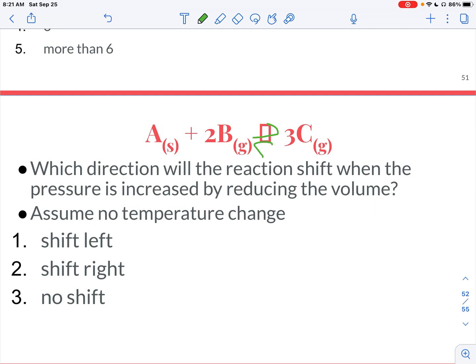Okay, so here's another pressure question. Which direction will the reaction shift when the pressure is increased by reducing the volume? So here, if you reduce the volume, you increase the pressure, and that means you're going to shift towards fewer moles of gas.